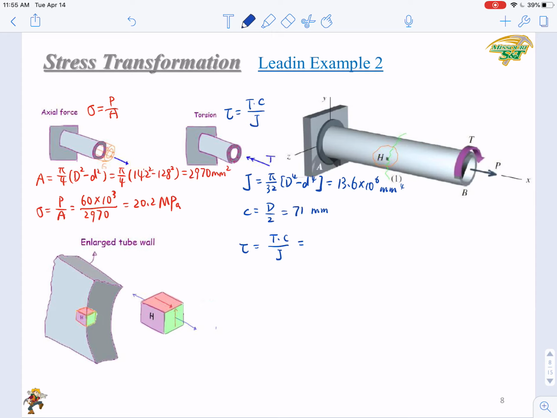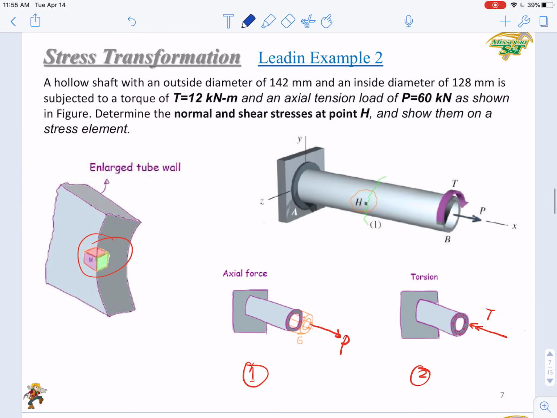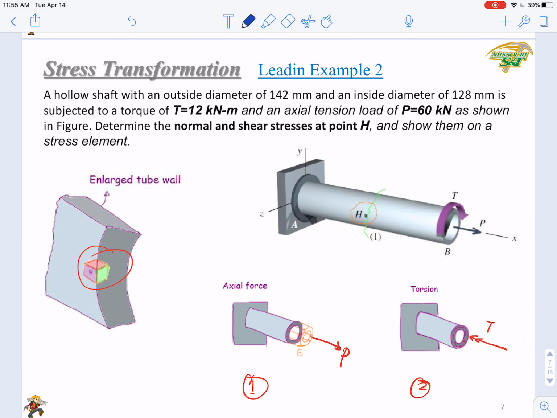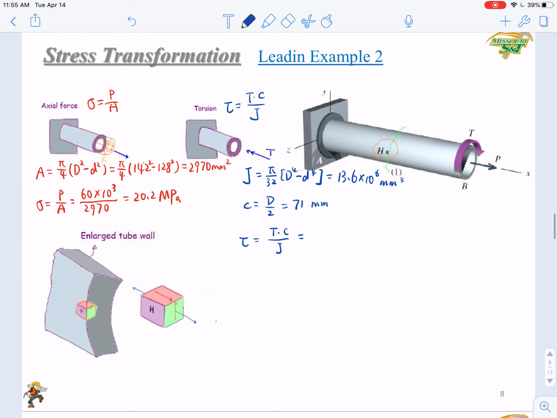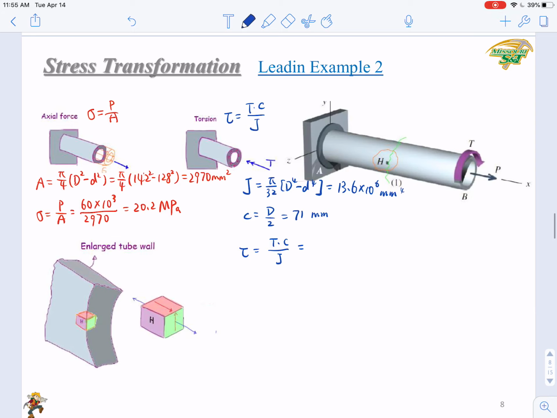So the shear stress can be calculated by Tc over J. Look at the value of T. T is 12 kilonewton meter, so we need Newton millimeter, right? So that will be 12 million Newton millimeter. So we get 12 million times 71 over 13.6 million. Then we get 62.65 MPa.